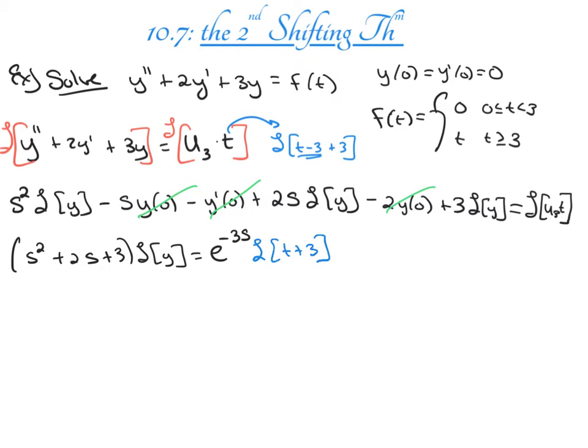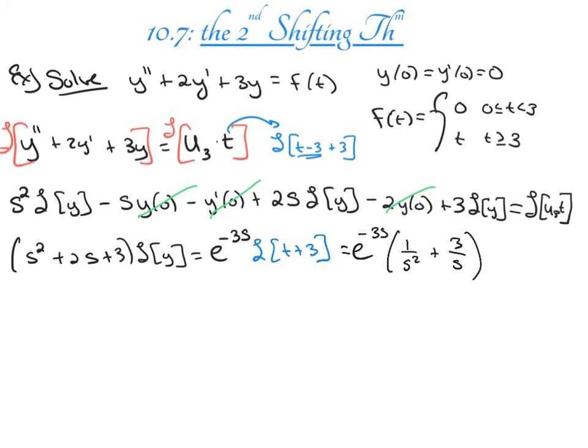Okay, so let me finish this side on the right-hand side real quick. This is e to the negative 3s times the quantity. The Laplace of t is 1 over s squared. The Laplace of 3 is 3 over s. So I have 1 over s squared plus 3 over s.